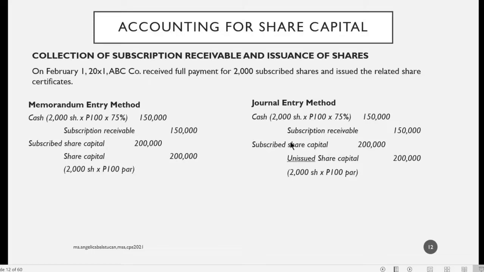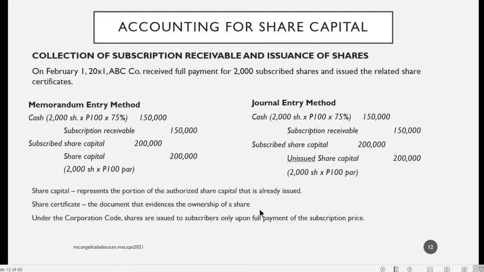In the journal entry method, the entries are the same except that instead of share capital, you need to add an issued nga word before the share capital because the authorization of the capitalization is debit to unissued share capital and credit to authorized share capital. So, dapat kuhaan man ang account title nga unissued share capital. So, man nga, mausad ni ato hang i-credit.